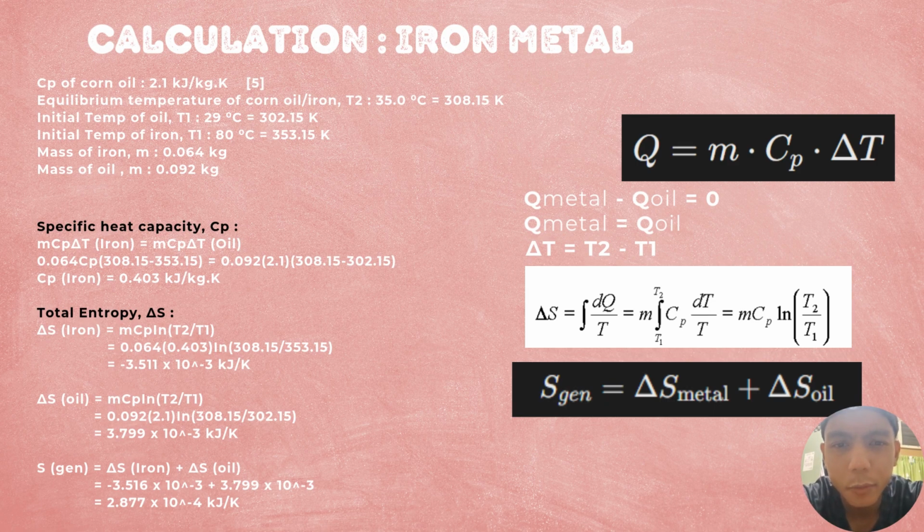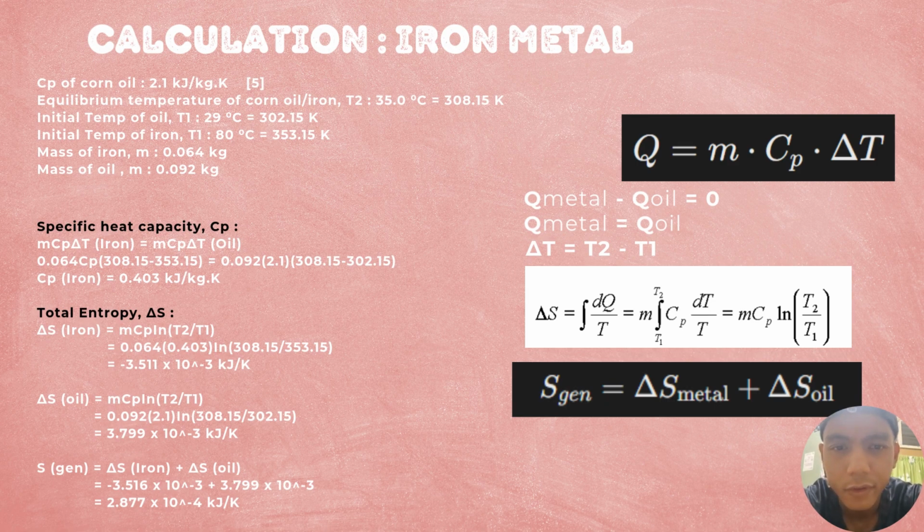Last but not least, we take a look at the calculation for iron metal. Same as before, just change the equilibrium temperature of corn oil and the mass of the iron. We can find the specific heat capacity Cp at 0.403 kilojoule over kilogram Kelvin.